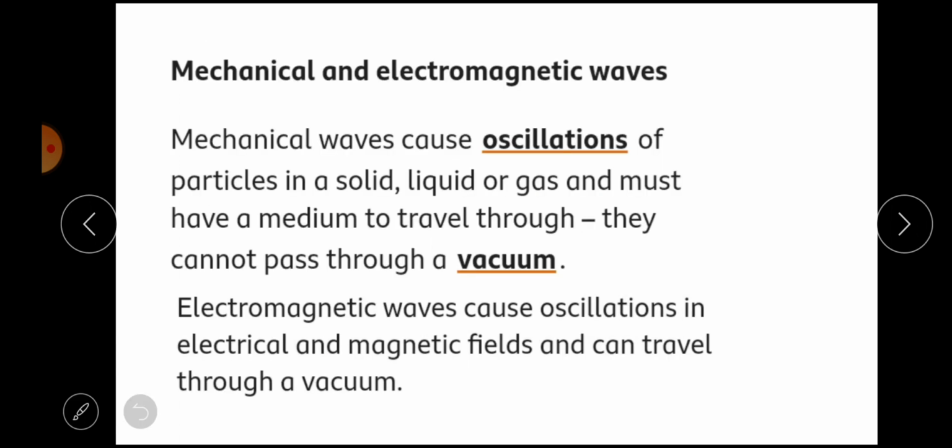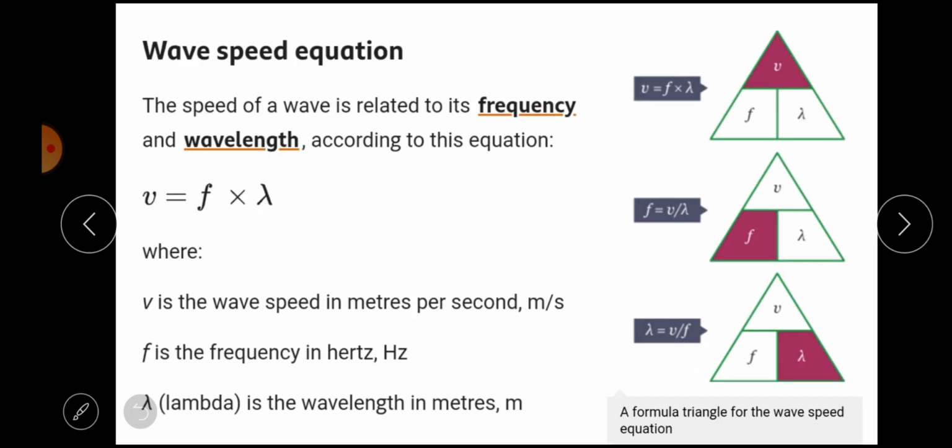Now, mechanical and electromagnetic waves. Mechanical waves cause oscillation of particles in a solid, liquid or gas, and must have a medium to travel through. They cannot pass through a vacuum. We call those mechanical waves. And electromagnetic waves cause oscillation in electrical and magnetic fields and can travel through a vacuum.